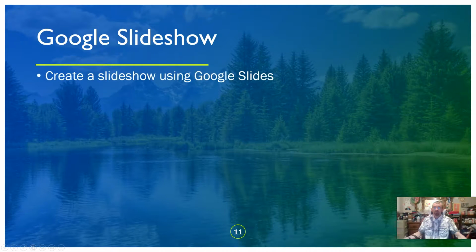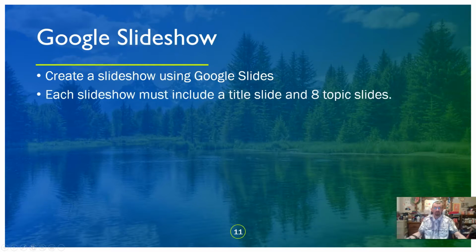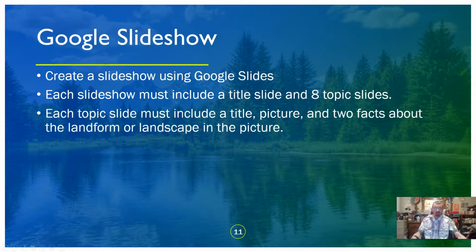You're going to use this information to create a slideshow using Google Slides, and you can do this as you go through your research. Each slideshow must have a title and then a topic slide. On a topic slide, you're going to have the title of your topic, so if it is the balancing rock, a picture of the balancing rock, and then 2 facts about the landform or landscape in that picture.